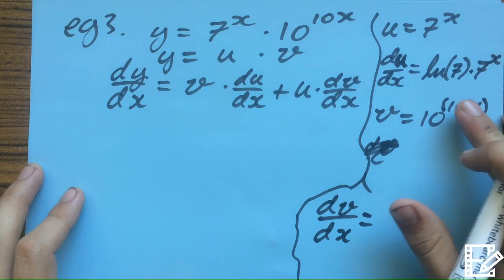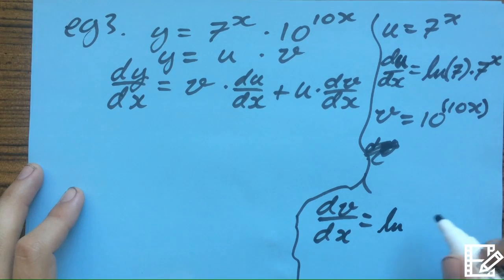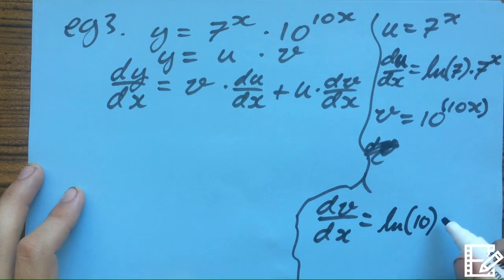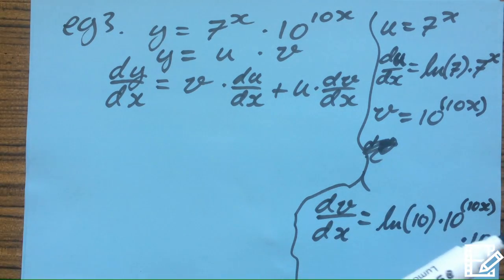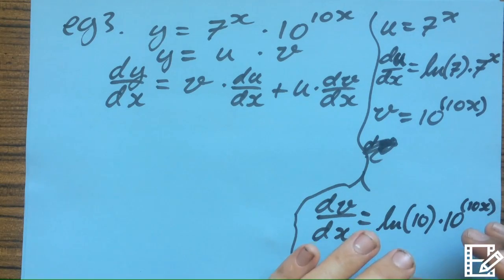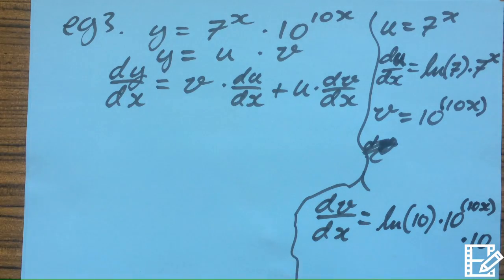So the derivative of the outside, just the same as before, ln of that number multiplied by that number, 10x, and then we've got to multiply it again by 10, because with the chain rule, you do the derivative of the outside, and then you leave the inside the same, and then you multiply it by the derivative of the inside.